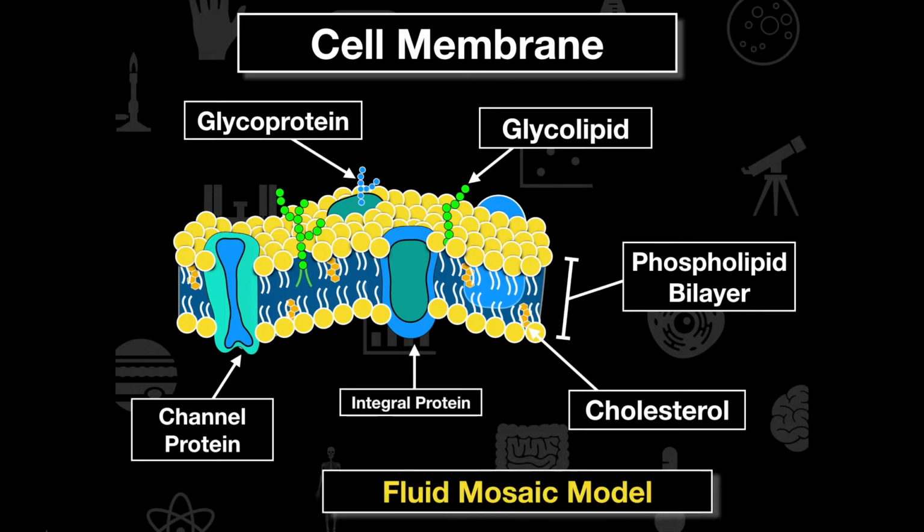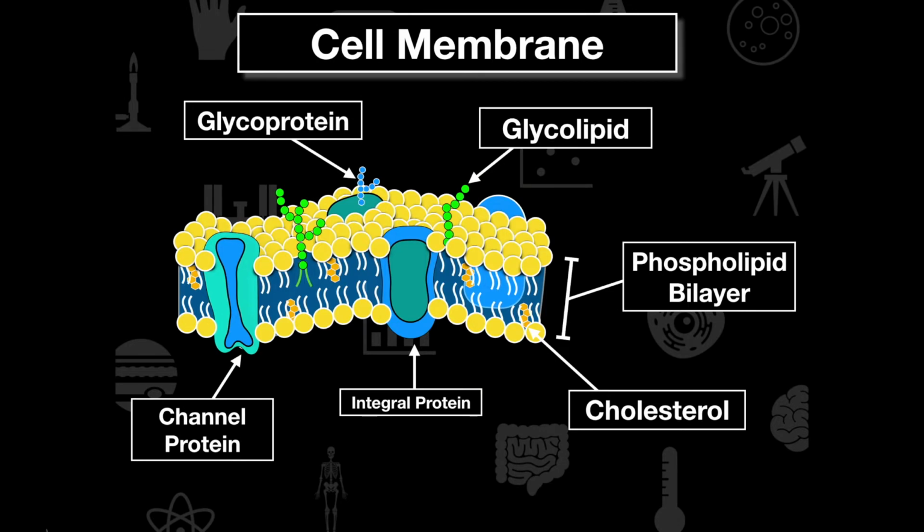Now, we call the model here the fluid mosaic model. So when we're looking at this particular diagram, or this model, we reference it in science as the fluid mosaic model. So what I want to do first is review the phospholipid bilayer, since this is what makes up a majority of the cell membrane. So let's go through and look at the phospholipid bilayer again in a little more detail.